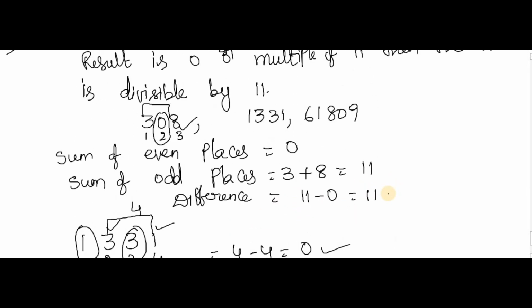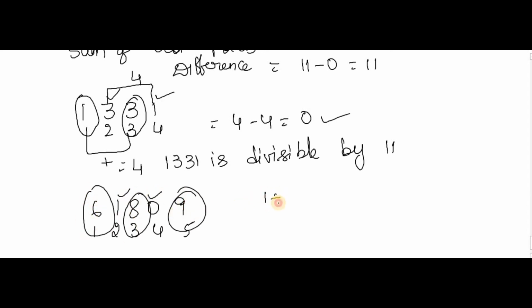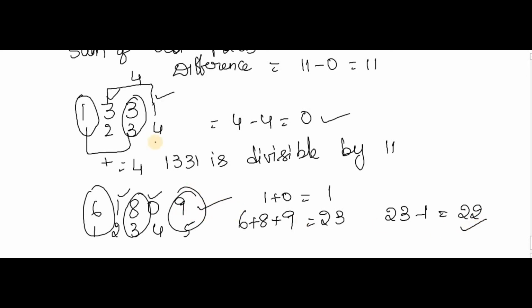Now in the same way, what is the next example? 61,809. Now write down the digits 1, 2, 3, 4, 5. In this the even places are 1 and 0. Odd places are 6, 8, 9. 1 plus 0 is equal to 1. 6 plus 8 plus 9: 6 plus 8 is 14, 14 plus 9 is 23. So the difference is 23 minus 1 is 22. So this is a multiple of 11. So it is also going to be divisible by 11.